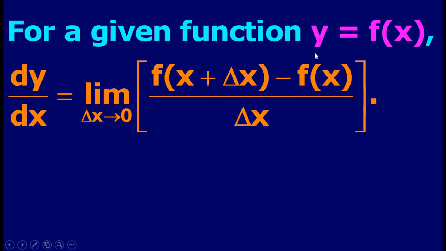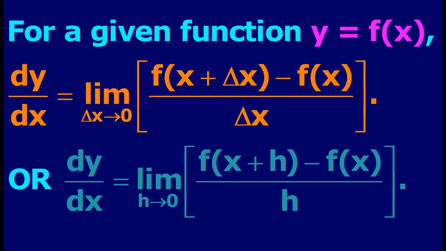Now for a given function y equal to f of x, we can write dy by dx equal to the limit of f of x plus delta x minus f of x, divided by delta x, as delta x tends to 0. This is the formula to find dy by dx of a function. It is also called differentiation using first principle. Or we can write dy by dx equal to the limit of f of x plus h minus f of x, divided by h, as h tends to 0.